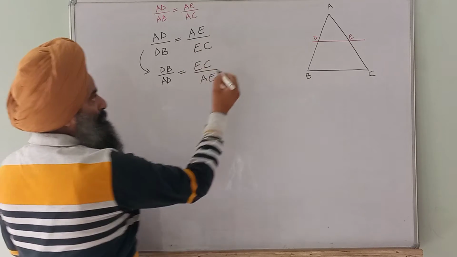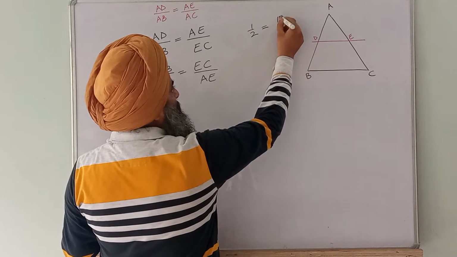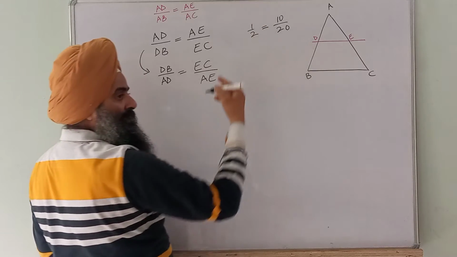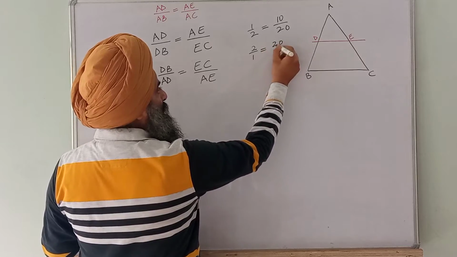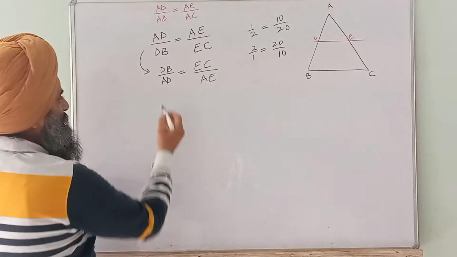What is this step, students? See, 1 by 2 is equal to, let's say, 10 by 20. Then if you take the reciprocal, that will also be correct. 2 by 1 will be equal to 20 by 10. 2 is equal to 2. Correct? So this we have proven.